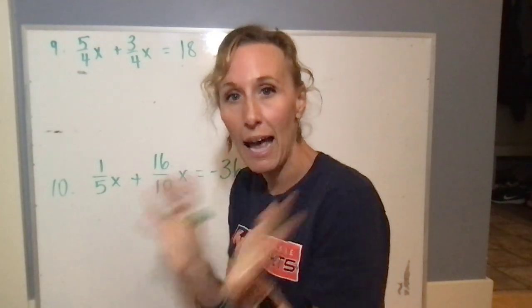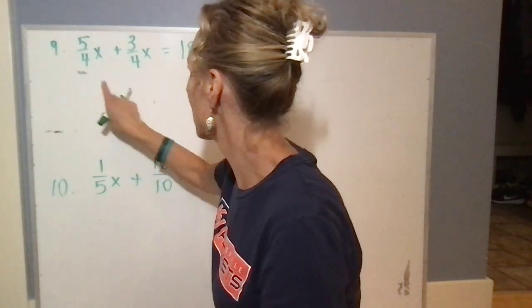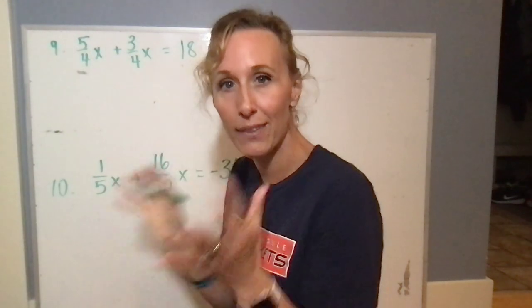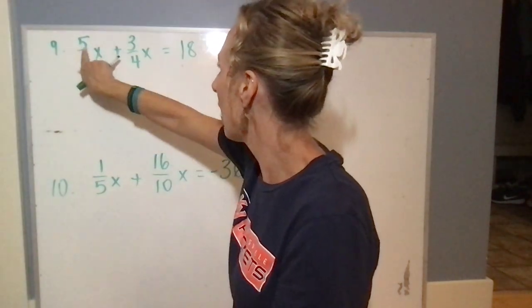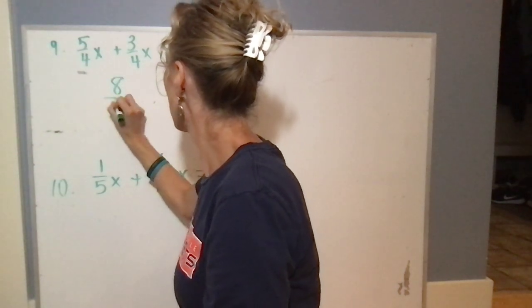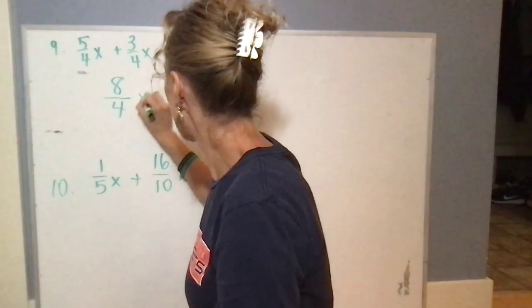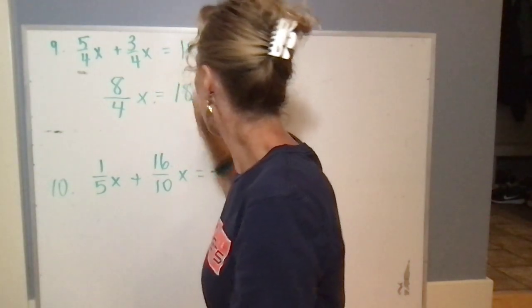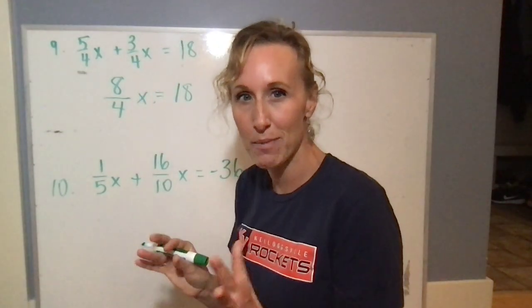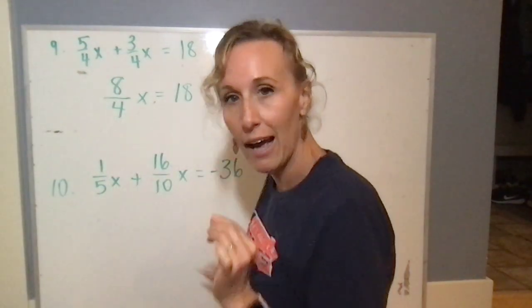All you have to do is add like terms. There are 2 x's here. Same denominator means we keep it, and we really just add those top numbers, okay? So 5 plus 3 gives me 8. Leave the bottom the same if it's already the same. And then put your x back on, equals 18. And you're already at the end of the problem, right? See, there's the x and there's just one fraction next to the x, right?